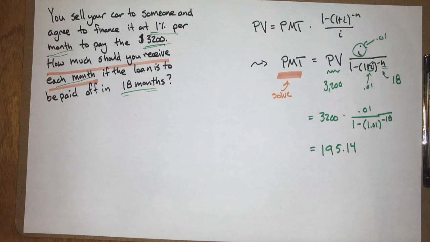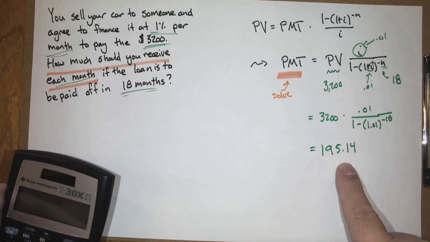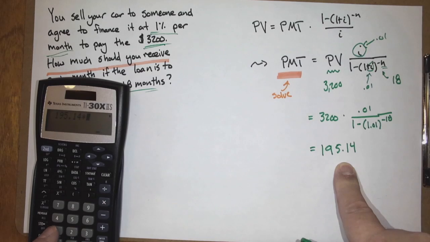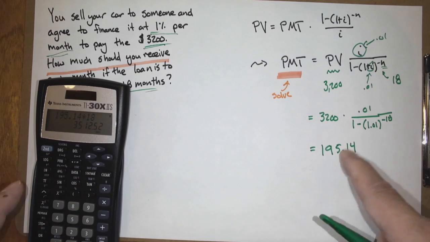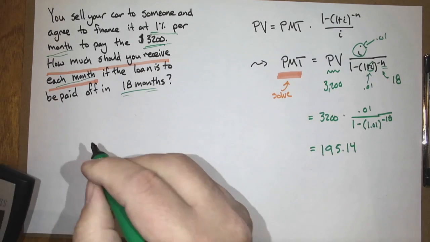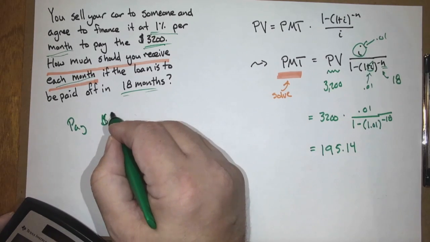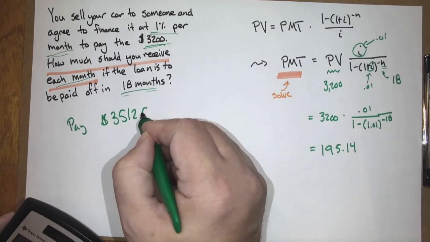I mean, that's always a question you should ask. How would you tell if it's reasonable? Well, how many payments are we making? 18. So let's just figure out how much we're paying for this car. This says that our payments, so we're going to pay $3,512.52.